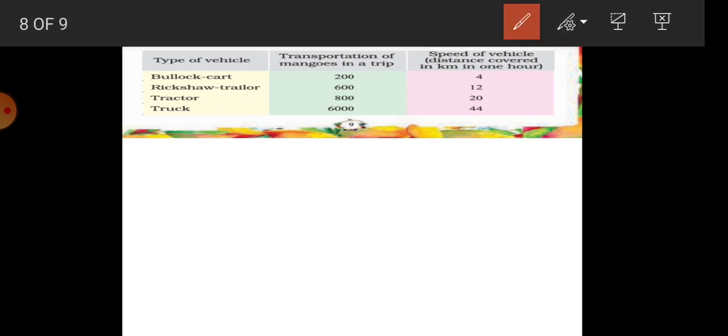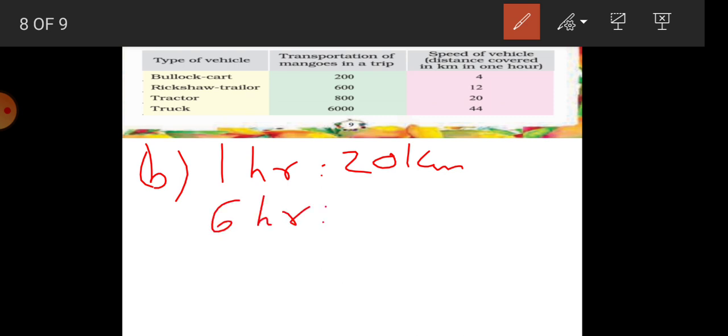Now B, how much distance is covered by a tractor in 6 hours? Here we have to find out how much distance is covered by a tractor in 6 hours. Here in 1 hour is given, tractor covered 20 kilometer in 1 hour. Now we have to find out in 6 hours. So let me solve this. B, 1 hour is equal to 20 kilometer. So 6 hours is equal to question mark.